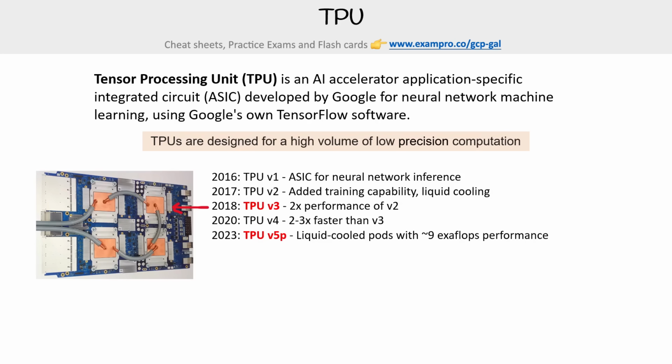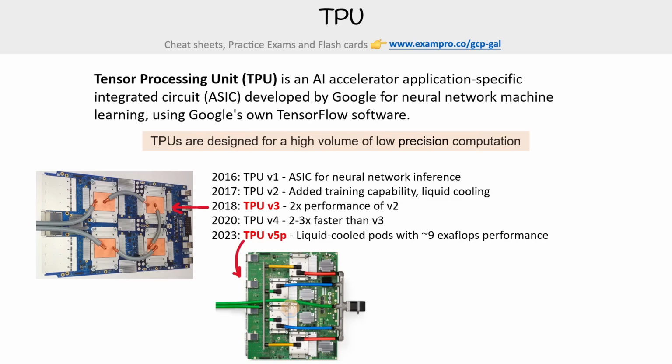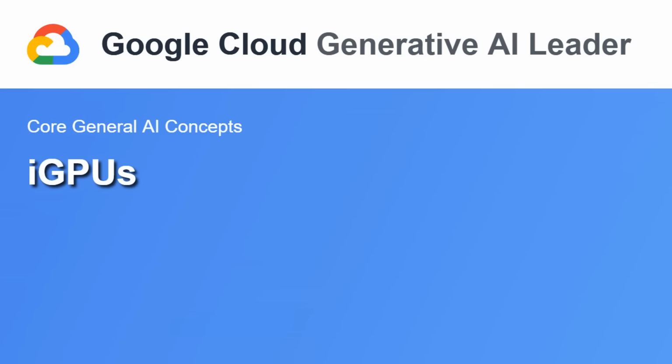And so here's an example of a TPU version 3 and a TPU v5p. If you really like the TensorFlow framework, Google Cloud is going to be a great place for you to hang out because they have TPUs you can spin up there. But yeah, there you go.